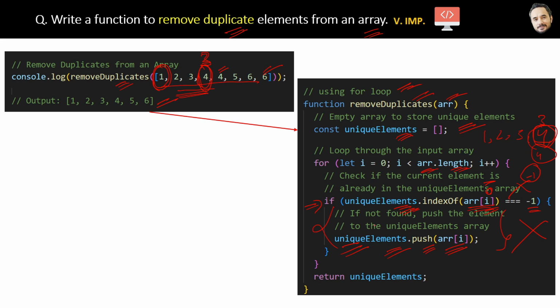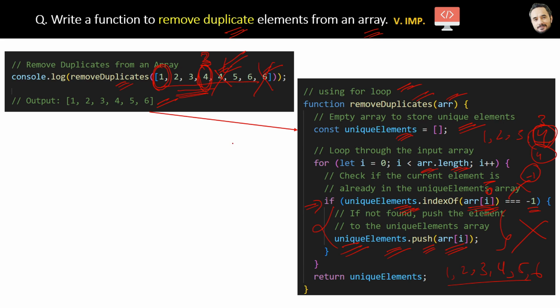Then this second 4 will not be added in the unique elements. The same will happen with the last element 6, same situation. And finally we will get an array of unique elements only. That is one way, and it is the long way of coding it.